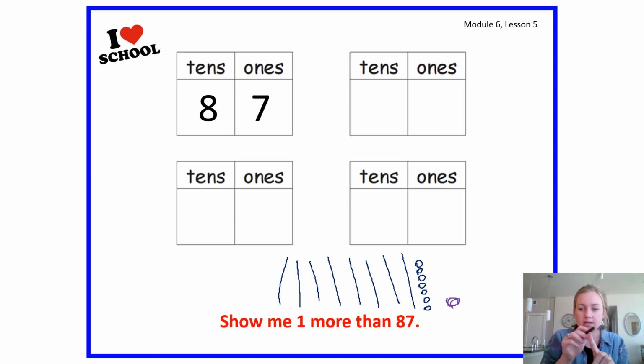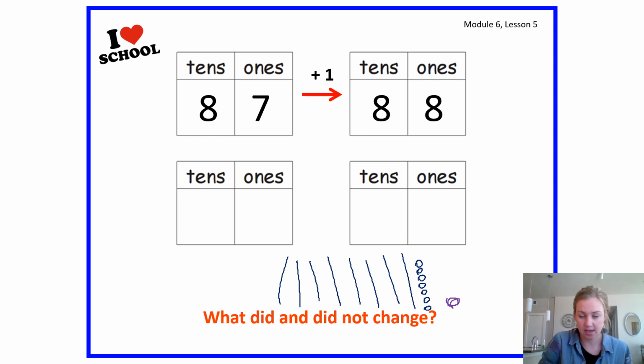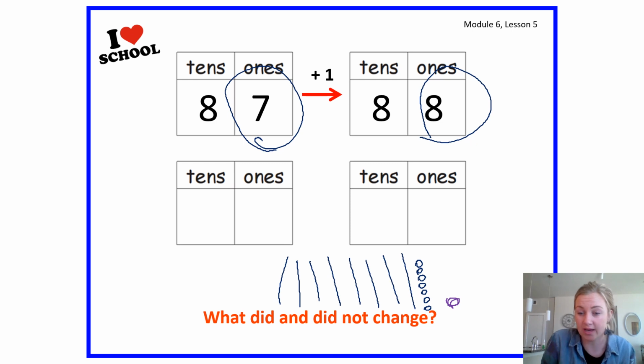Let's count on 1 time from 87 to find out our answer. Get 87 going. 87, 88. Now I have 8 10s and 8 1s. I just added 1 to 87 to get 88. So the only digit that changed was my 1's digit. The 10's digit did not change because we didn't add any 10s. And by adding 1, it didn't make a new 10. So I didn't need to change my 10's digit at all.